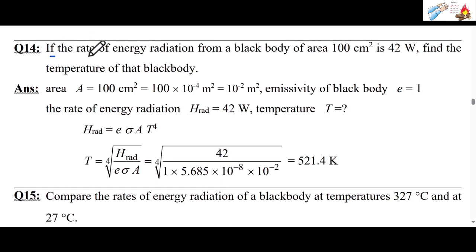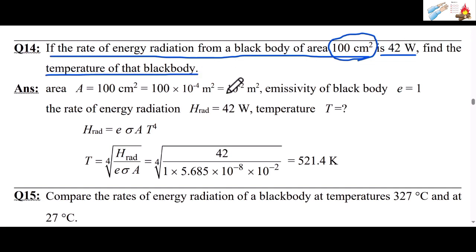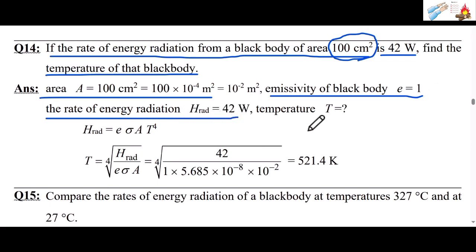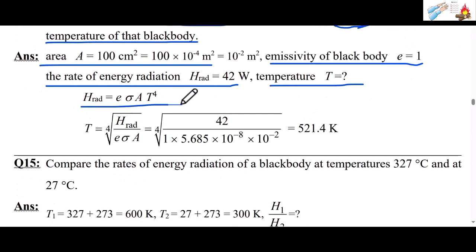Question number 14. If the rate of energy radiation from a black body of area 100 square centimeter is 42 watt, find the temperature of that black body. Convert the area from square centimeter to square meter. Emissivity of a black body is 1. H radiation is equal to e sigma A T^4, so T is found from H radiation over e sigma A.